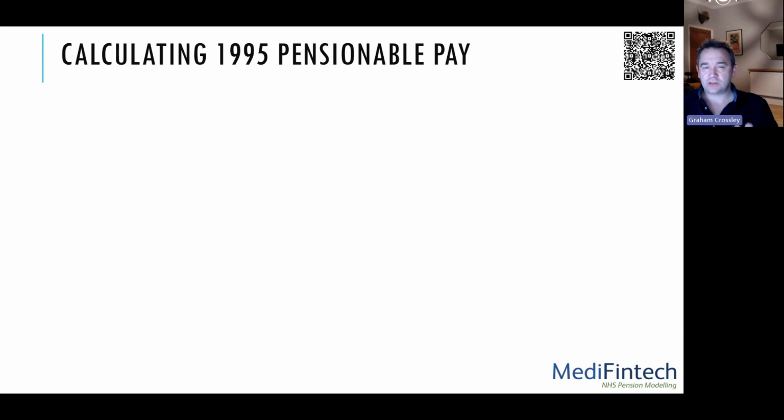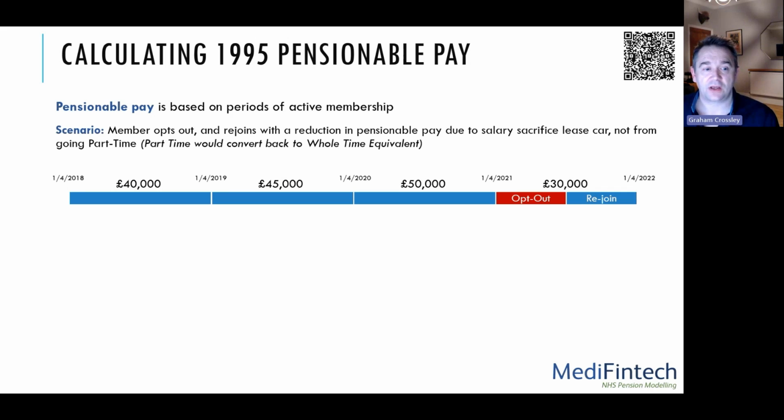So let's move into some more detail then on calculating this pensionable pay, because it's a significant cause of confusion. So pensionable pay is based on periods of active membership. So let's say, for example, we have a scenario where a member opts out and they rejoin with a significant reduction in their pensionable pay due to a very, very expensive salary sacrifice lease car. Not from going part-time, because remember, if they went part-time, then it would be uprated to whole-time equivalent anyway.